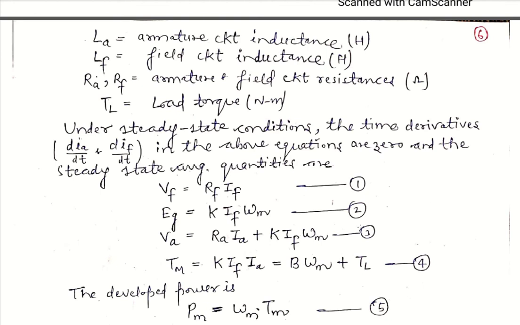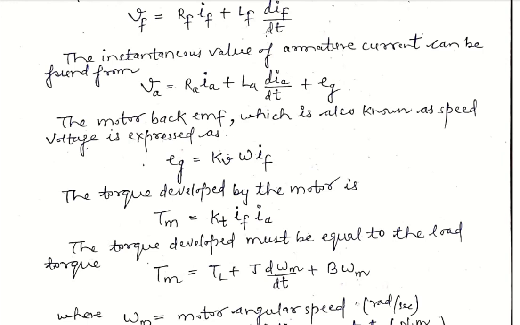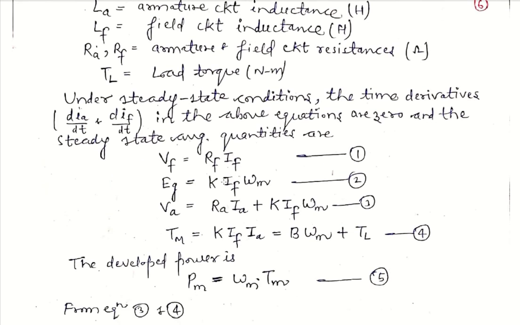So now see the above equations. If we put dIa/dt equal to 0 and dIf/dt equal to 0, we will write the expressions for the steady state conditions. So in the steady state condition, Vf is equal to If Rf, Eg is equal to K If ωm. We will use uppercase letters here in the steady state condition. And Va is equal to Ia Ra plus K If ωm, and Tm is equal to KΦ Ia, and KΦ means K If, and it will be equal to B ωm plus TL.